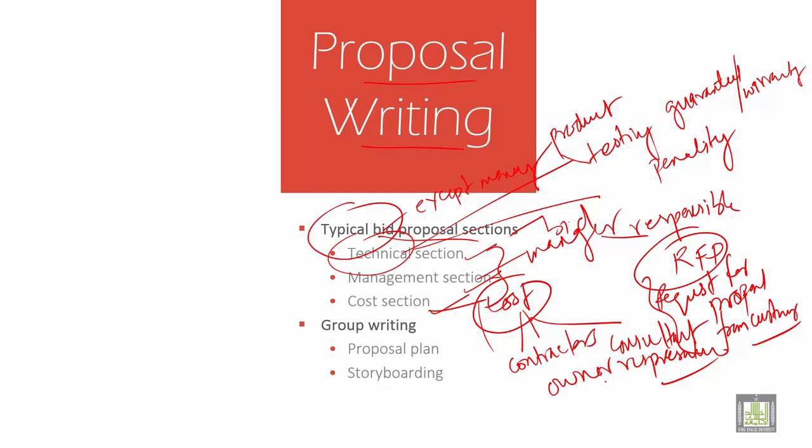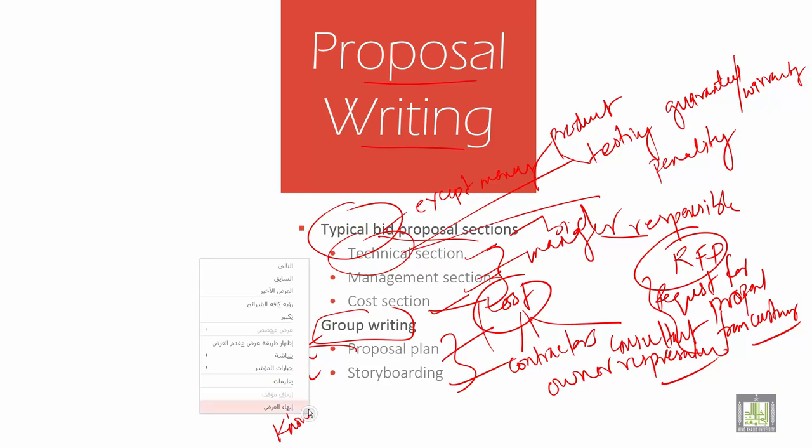Next is group writing. They have two things: proposal plan and story writing. This proposal plan is required to understand a couple of mechanics, for example, familiarizing yourself with a couple of proposals. You should know about templates in documents. Then you should know how to increase your knowledge.